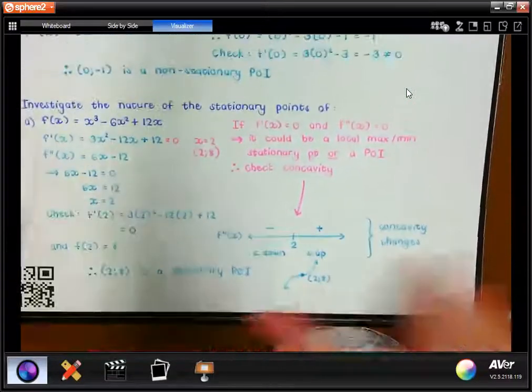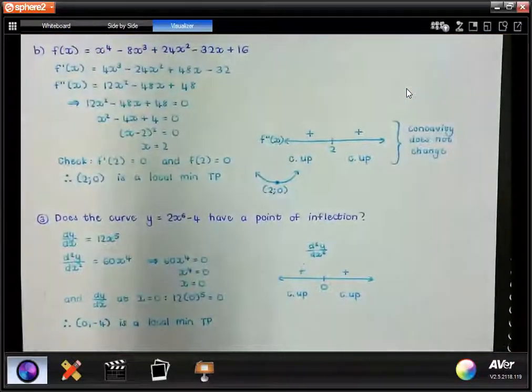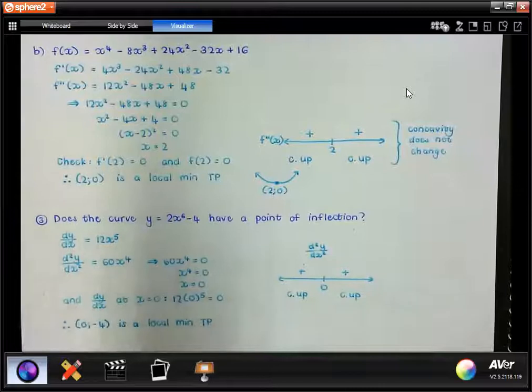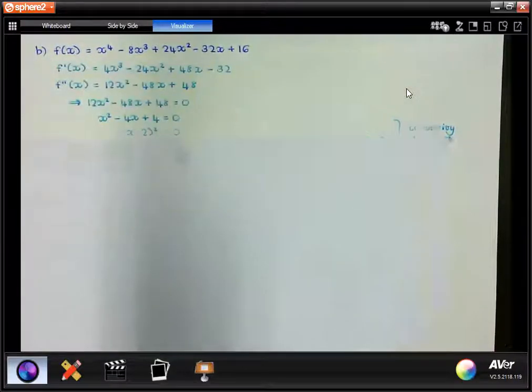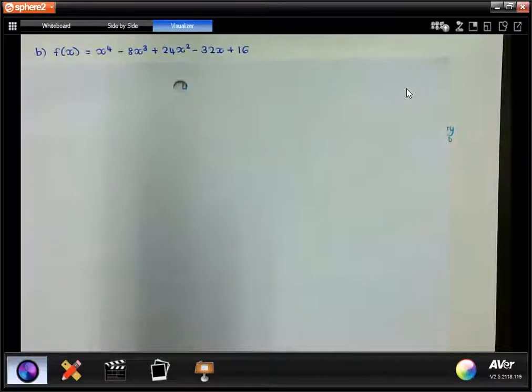Okay, let's look at B. Oh, it's happening in the next one, Iman. Yeah, so we can chat about it there. Okay, the next one, there is B, giving us that equation. Now we have an x to the 4.